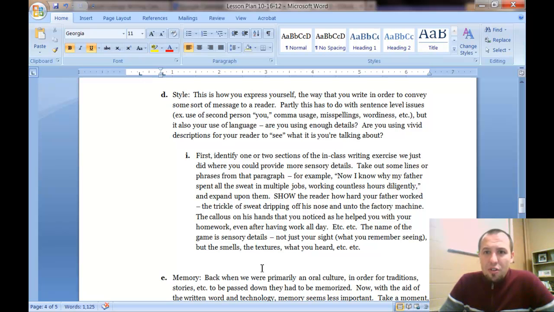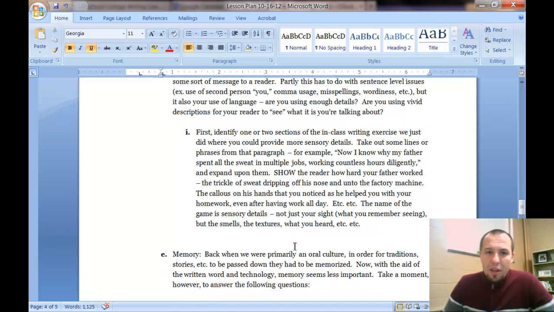So the next thing I want you to do, we've done the invention process, we've done a little bit talking about arrangement. In terms of style, identify one or two sections of the in-class writing that we just did where you provide more sensory details. So you might feel like, okay, I started providing a little bit of details, can you provide even more? Really making that description rich and thick, okay? So take out some lines or phrases from a paragraph.